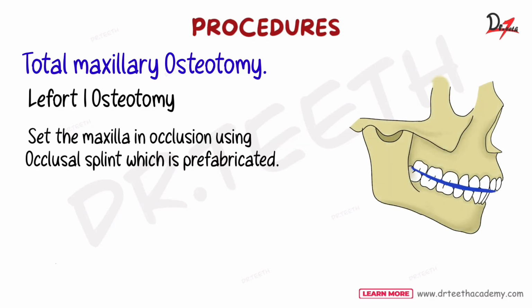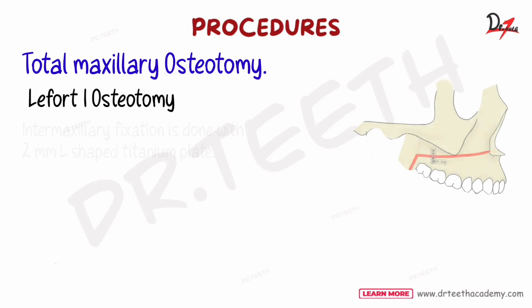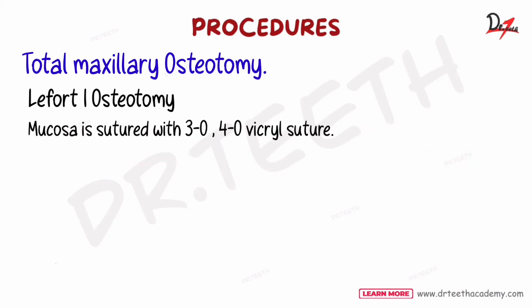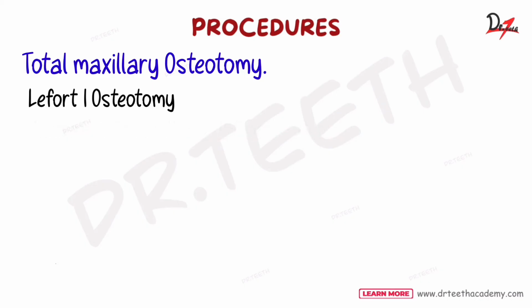Set it in occlusion using an occlusal splint, which is prefabricated. Then go for intermaxillary fixation. Now fixation is achieved by 2 mm L-shaped titanium plates, and then the mucosa is sutured by using 3-0 or 4-0 Vicryl suture. So this was the Lefort 1 osteotomy.